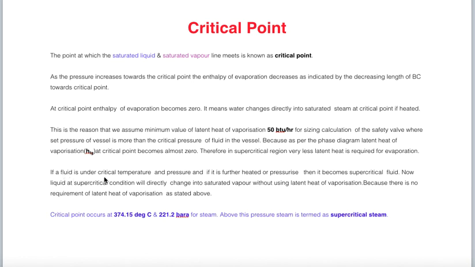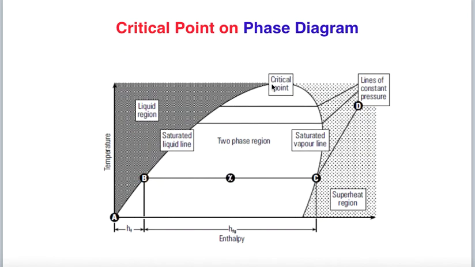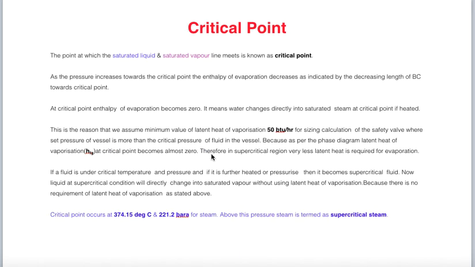If a fluid is at critical temperature and pressure and is further heated or pressurized, then it becomes a supercritical fluid. See here in this phase diagram, up to this point, this corresponding temperature and this corresponding pressure is the critical temperature and critical pressure point. If we heat further and the temperature goes beyond this point, and the pressure goes beyond this point, we call this fluid a supercritical fluid.